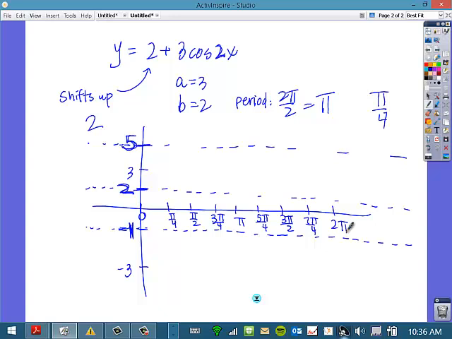All right, for cosine graphing, it makes a smile. So you start at the top, and you go to the middle, and you go to the bottom, then you go back to the middle, then you go back up to the top. So it makes a smile. Positive, it's smiling. You go to the middle, then you go down to the bottom, then you go to the middle, then you go back up to the top. So we shifted it up 2, we changed our amplitude, and we changed the period.